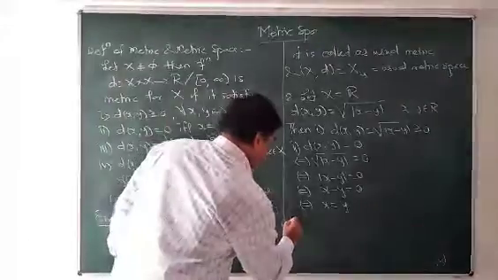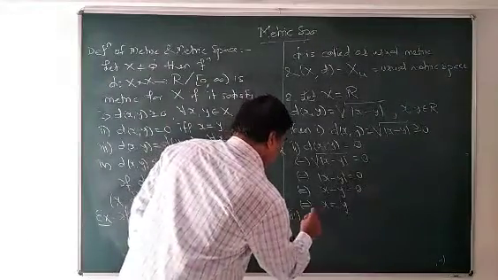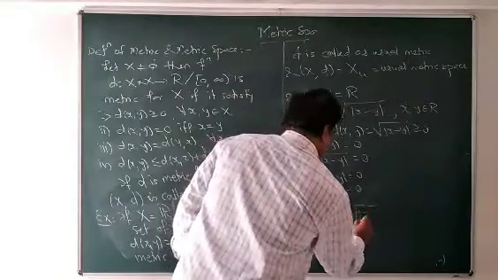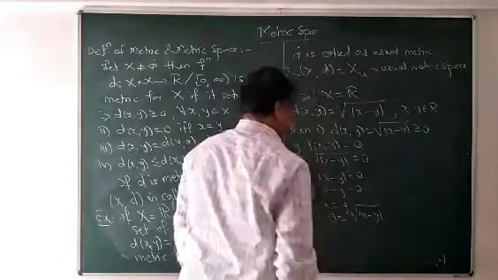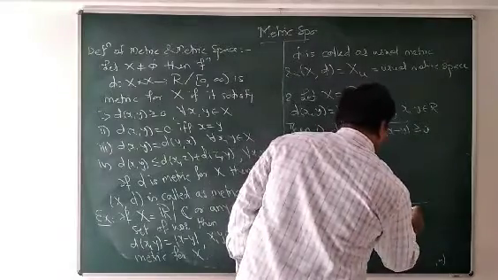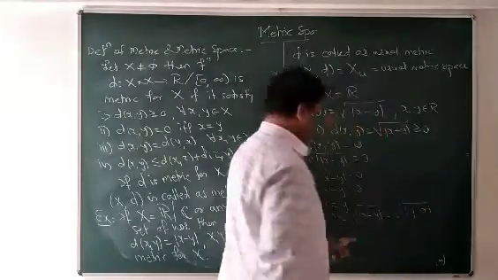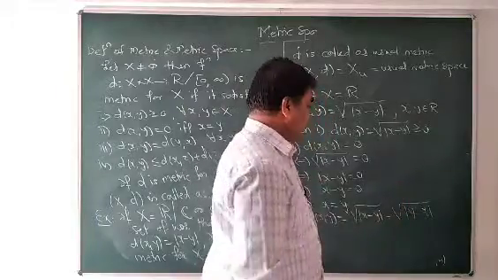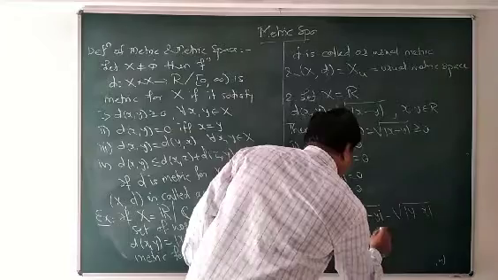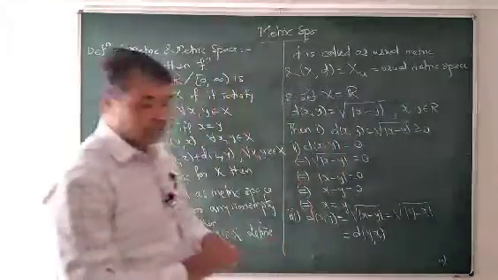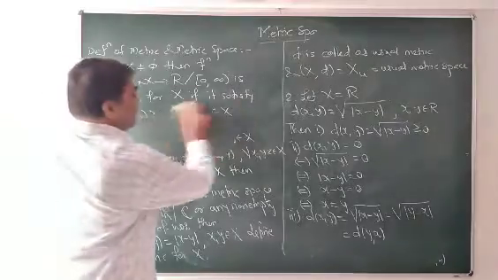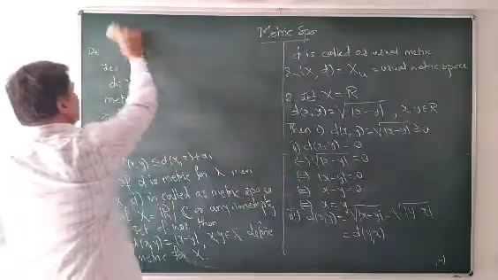So by 1 and 2, the positivity axiom is satisfied by this function d. Third one, d of x, y is equal to the square root of mod of x minus y. I can write it as the square root of mod of y minus x, because we know that mod of x minus y is the same as mod of y minus x, which is equal to d of y, x. So the symmetry axiom is satisfied. Now we have to verify whether d satisfies the triangle inequality or not.